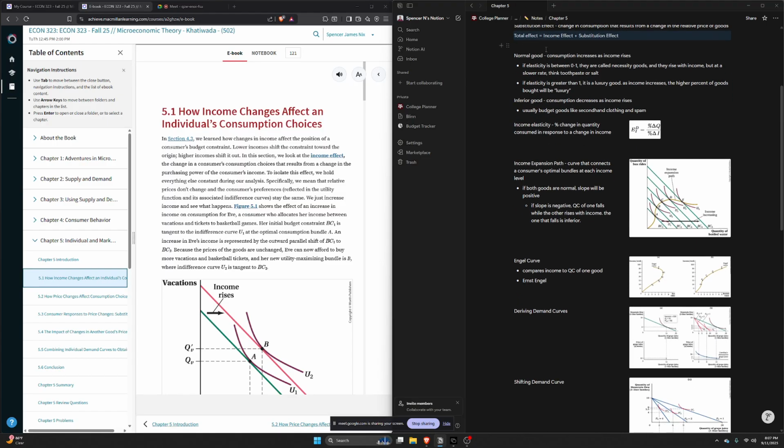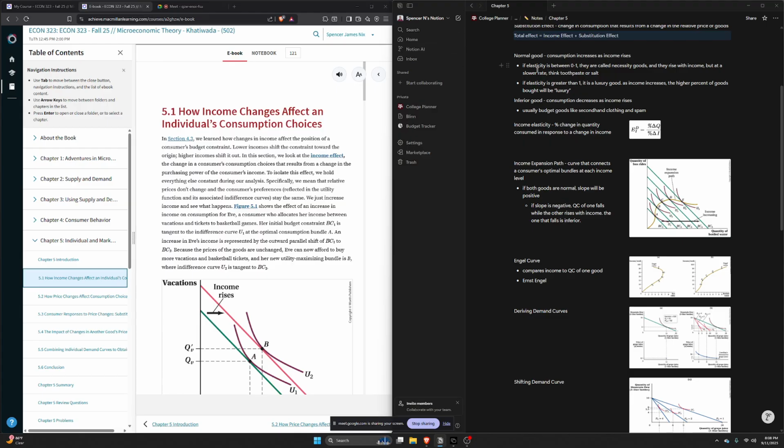All right, normal goods. We went over this in class, but basically consumption increases as income rises. It's usually things that aren't necessities, but your life gets better as you buy them. If I'm really broke and can't even afford a car, then I'm not buying a whole lot of gas. But as I make more money, I'm going to be spending more on gas, car payments, insurance, stuff like that.